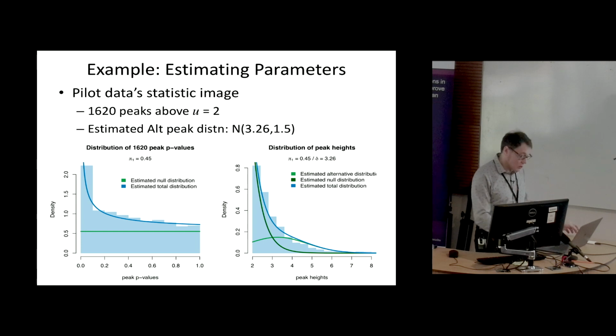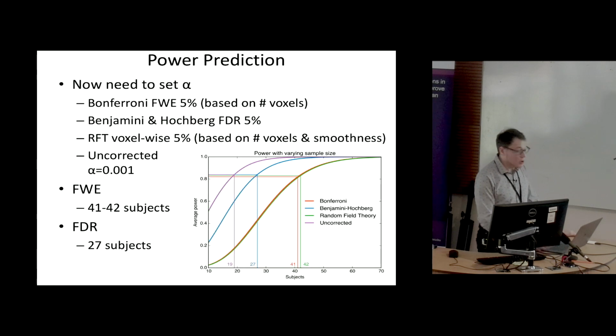And then given those sets of values, we can do power analyses on future data sets, again assuming that we have the same proportion of the brain activated and the same distribution of alternative peaks. And of course, you can use different measures for multiple testing. You can say Bonferroni. There is a way to actually use Benjamini-Hochberg in this setting, or you might use random field theory, because we know what the smoothness is, or uncorrected. And with all these things, you can see.